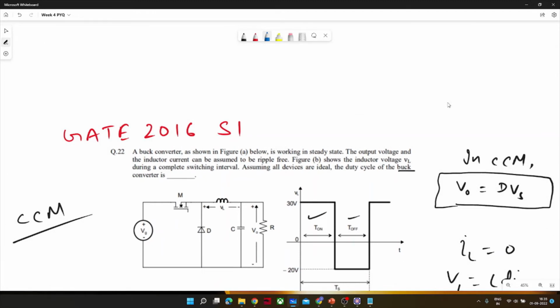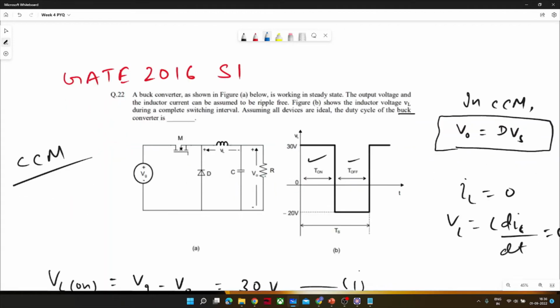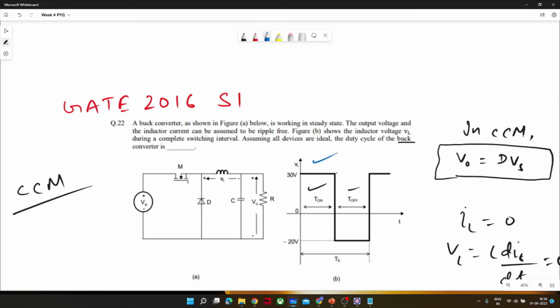This problem appeared in GATE 2016 and it was for 1 mark. In the problem, it is said that it is a buck converter. From the figure also we can see it is a buck converter. Output voltage and inductor current can be assumed ripple free, so no ripple in output voltage, capacitor voltage or inductor current. The VL waveform is also given. Assume all devices are ideal. We have to calculate the duty cycle of the buck converter.